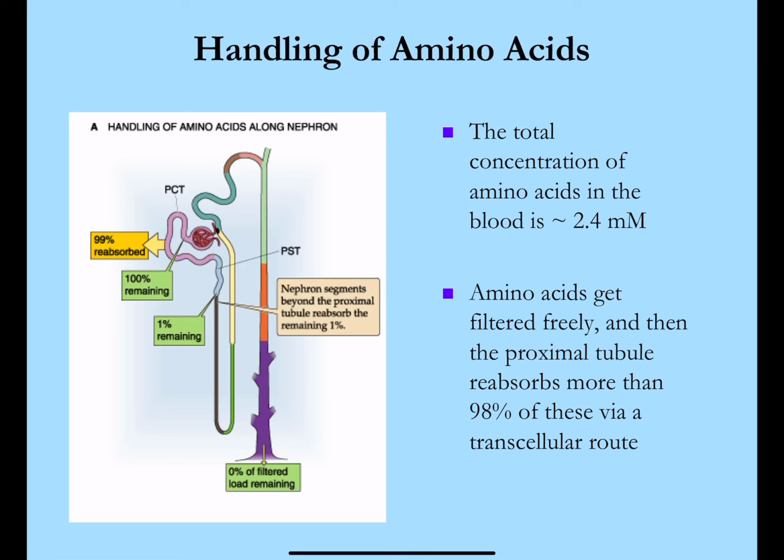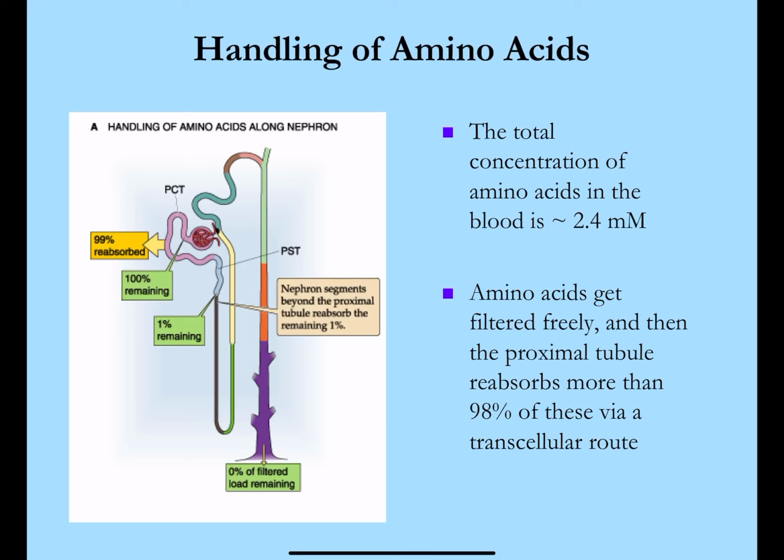Amino acids, again, we do not want to pee them out, so 0% of the filtered load should be in the urine. Basically, whatever I filtered, I'm going to take back again. The proximal tubules are the main players for that. So at the end of the proximal tubule, I have only 1% of that remaining. Because some of these carriers, especially in the proximal tubule, are structurally similar to each other, and amino acids are somewhat structurally similar to each other, these things can compete with one another.